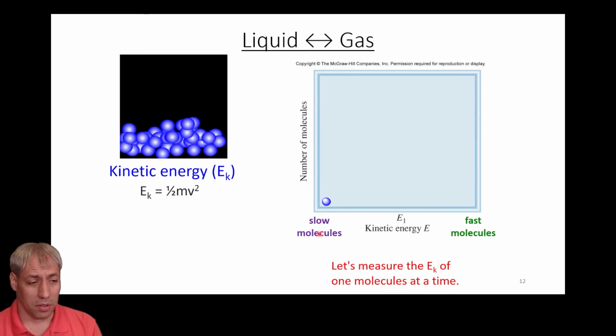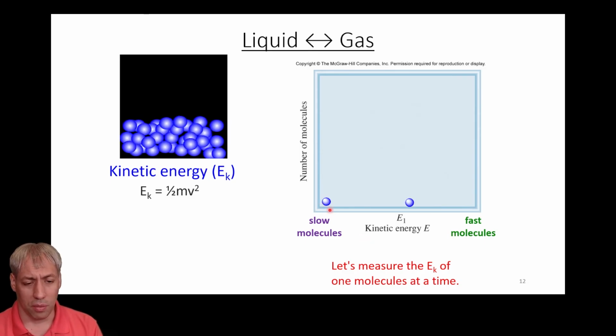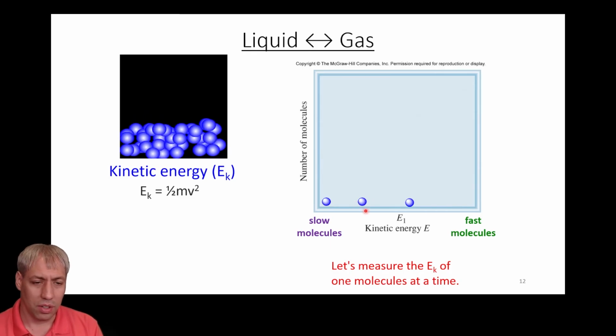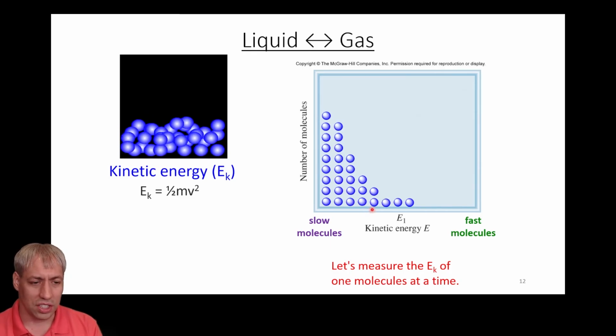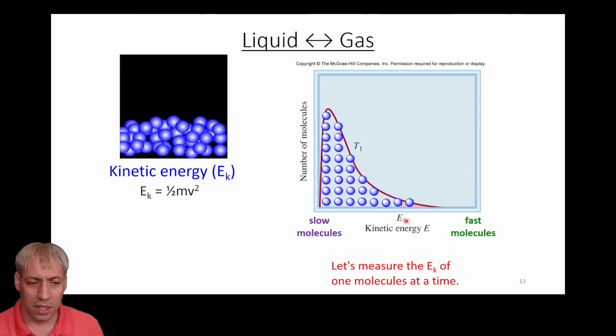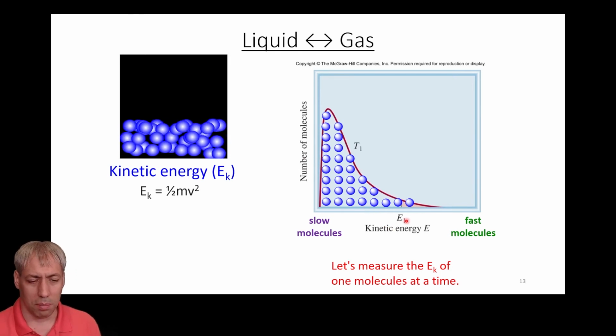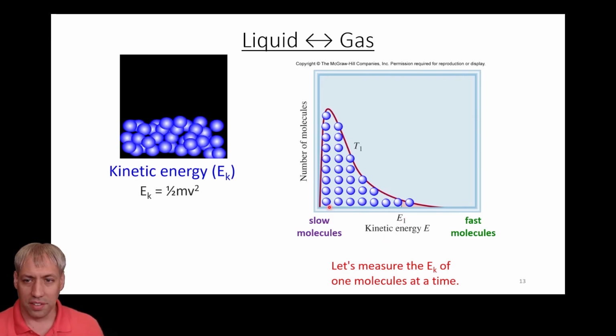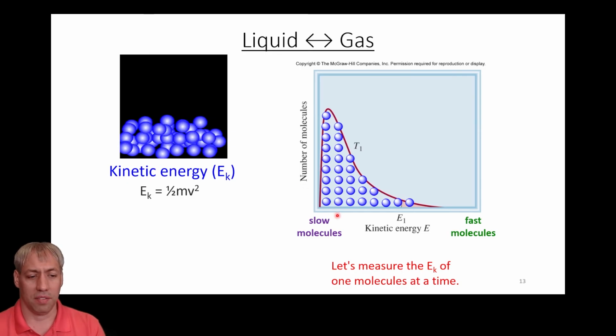And so you had a slow molecule, you pick out a different one, it's going much faster. You pick out another one, it's somewhere in between. And so you can do this over and over again, and eventually you're going to build up a histogram that looks like this. And so this is a really common graph. It's called a Boltzmann distribution. But what it basically says is you have this distribution of molecular speeds at a given temperature, and it's going to look something like this.